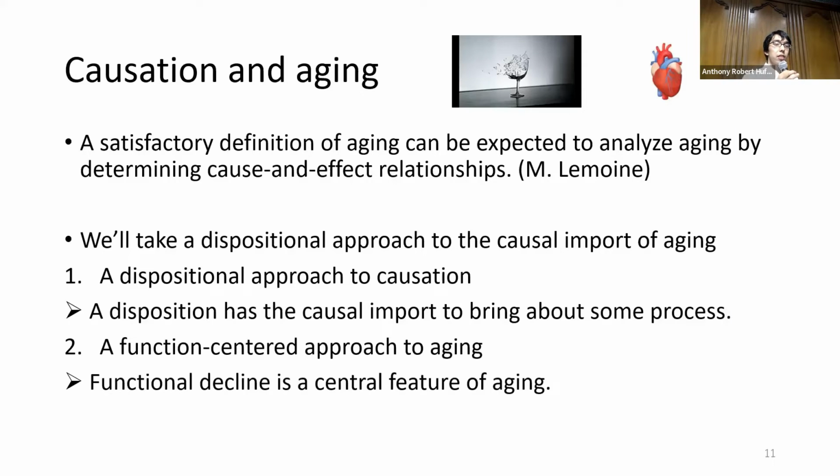Then the second pillar is a function-centered approach to aging. The basic idea is that among many phenomena, functional decline is a key feature of aging. And here, let us remind you that in BFO, a function is a disposition. So by combining a dispositional approach to causation and a function-centered approach to aging, we propose a dispositional approach to the causal input of aging.